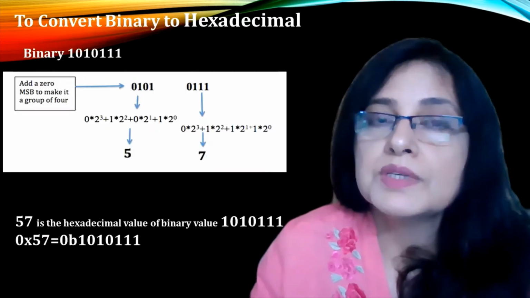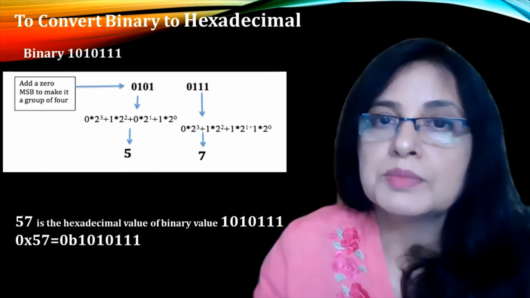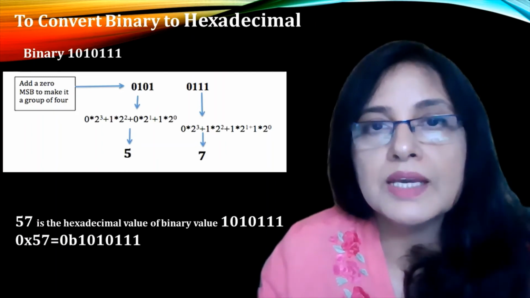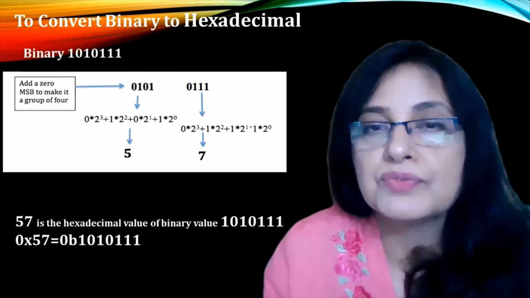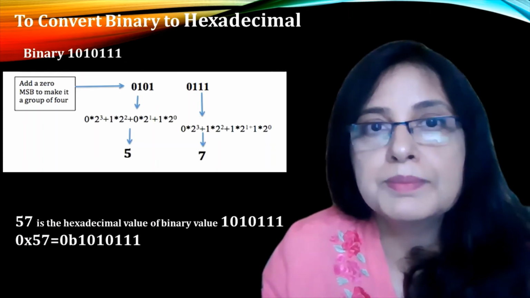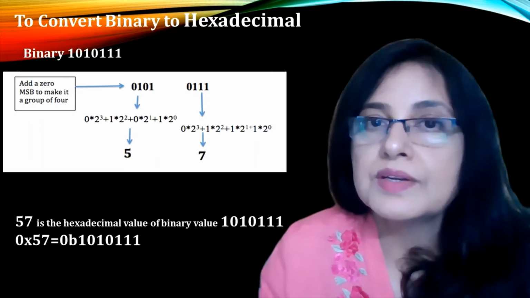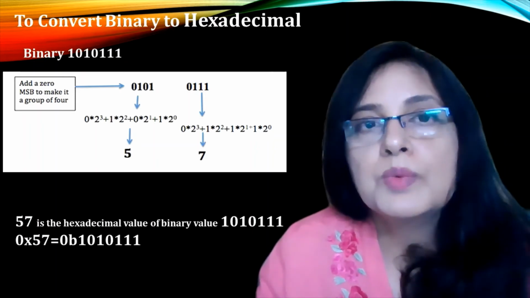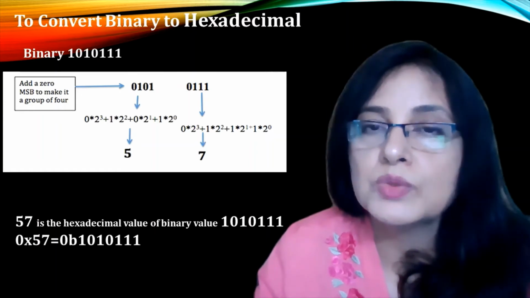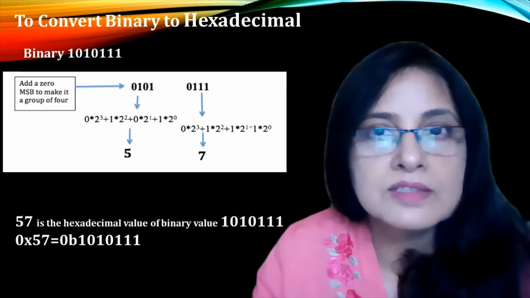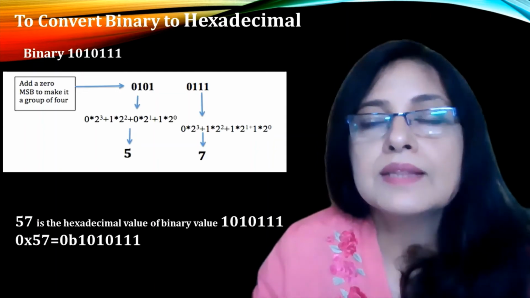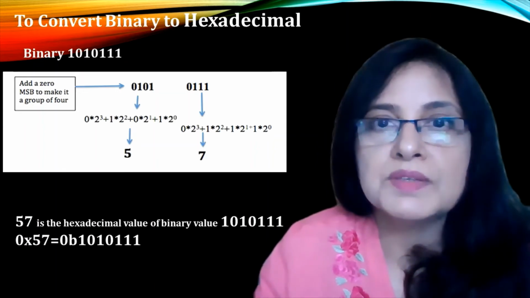If we need to convert a binary into hexadecimal, that's also pretty straightforward. We take it apart into groups of 4 bits each, and if there is something which does not have enough bits, we will keep adding zeros at its most significant place, that is on the leftmost side, and then convert it to its decimal version.